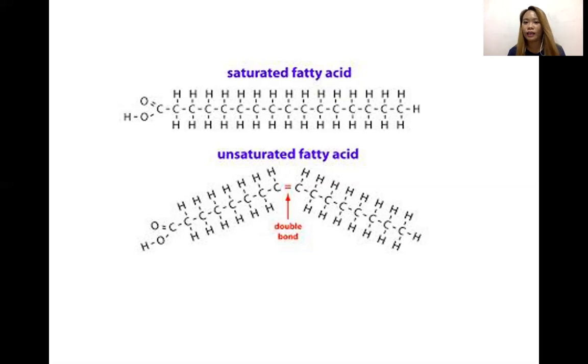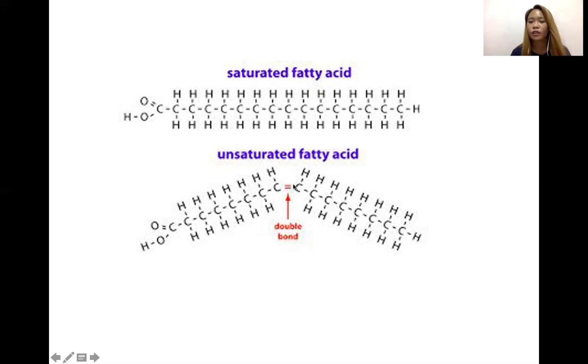The opposite of that is your unsaturated fatty acids. In your unsaturated fatty acids, if you check the bonds between the carbons, there is a double bond here. So once you see a double bond between the carbon chain, it means that it is an unsaturated fatty acid. In this case, this is a monounsaturated fatty acid because there's only 1 double bond. But it's possible for a fatty acid to have more than 1 double bond. In that case, it will be called a polyunsaturated fatty acid.